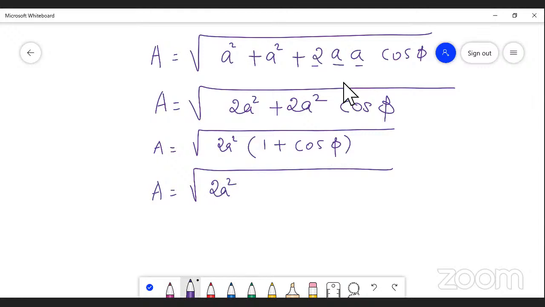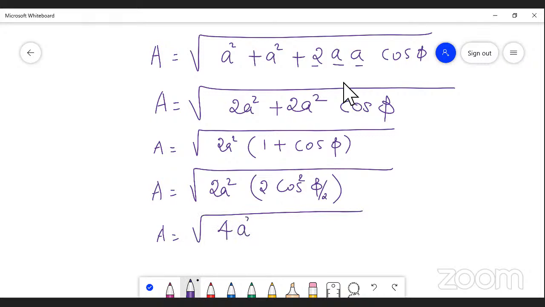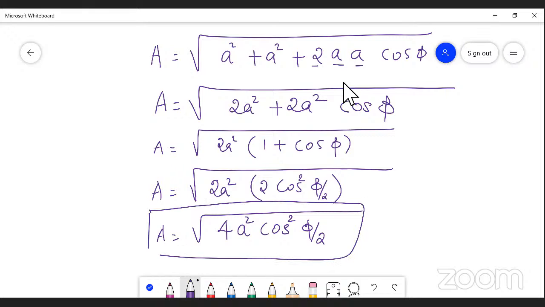So A is equal to the square root of 2A square times (1 plus cos phi). In the trigonometry formula, 1 plus cos theta is equal to 2 cos square theta by 2. So 1 plus cos phi is equal to 2 cos square phi by 2. So A is equal to the square root of 2 into 2, which is 4A square cos square phi by 2. This is the resultant value of amplitude A.